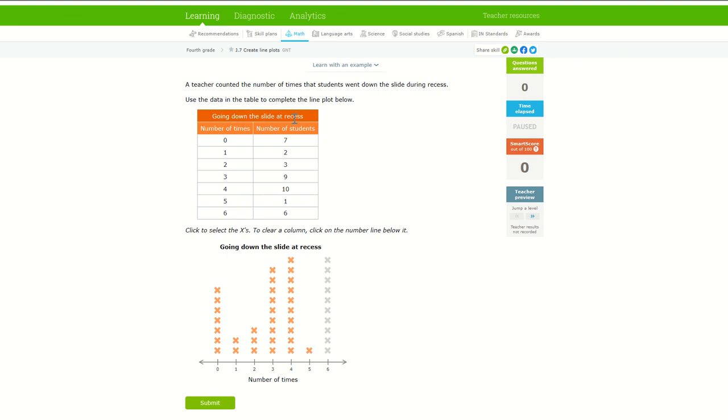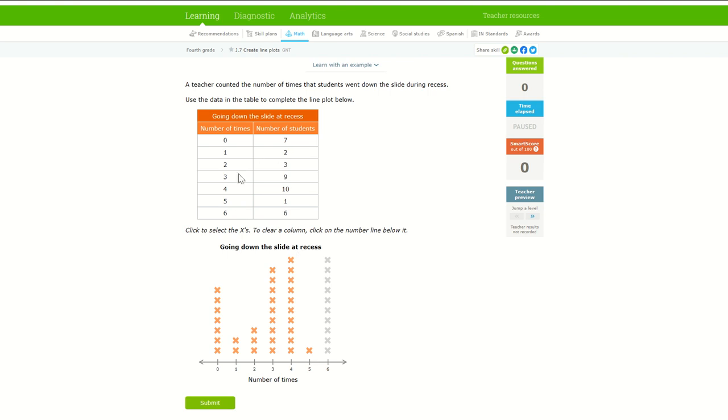So going down the slide at recess, this is the number of times. So 0 times, 1, 2, 3, 4, 5, 6. And then it says number of students. That means that in this class, there were 7 students that did not go down the slide at all. In this class, there were 2 students that went down only once, 3 students that went down only twice, okay?